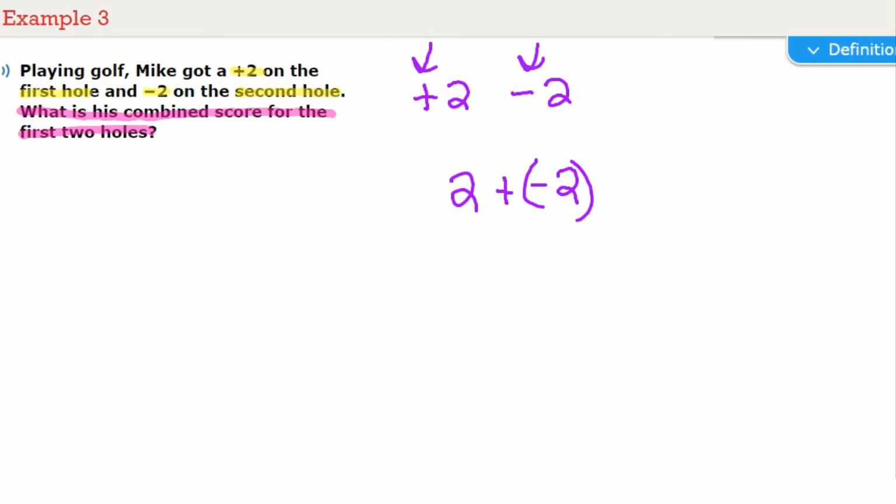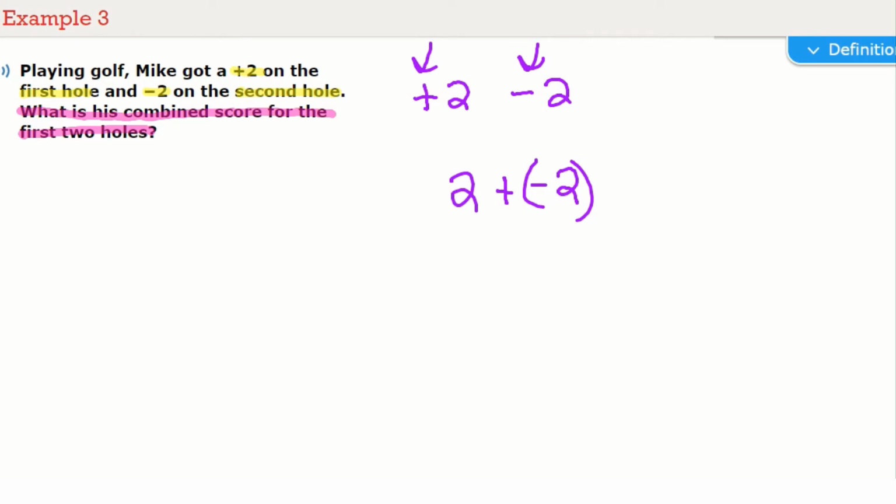Now this one should be very easy because remember, what is this called? It's called additive inverse. And remember, additive inverse is when a number and its opposite combine to make 0. So these two just cancel out. But let's go through it mathematically.